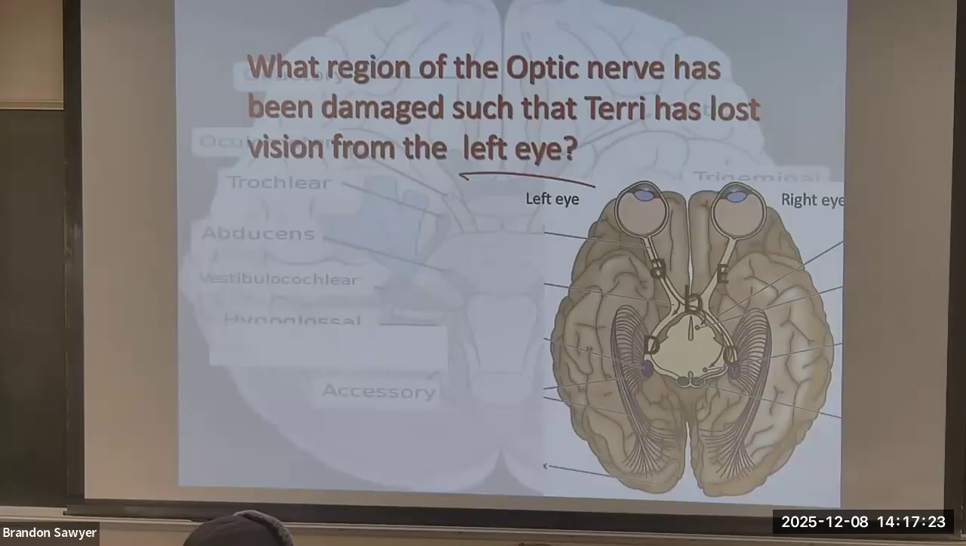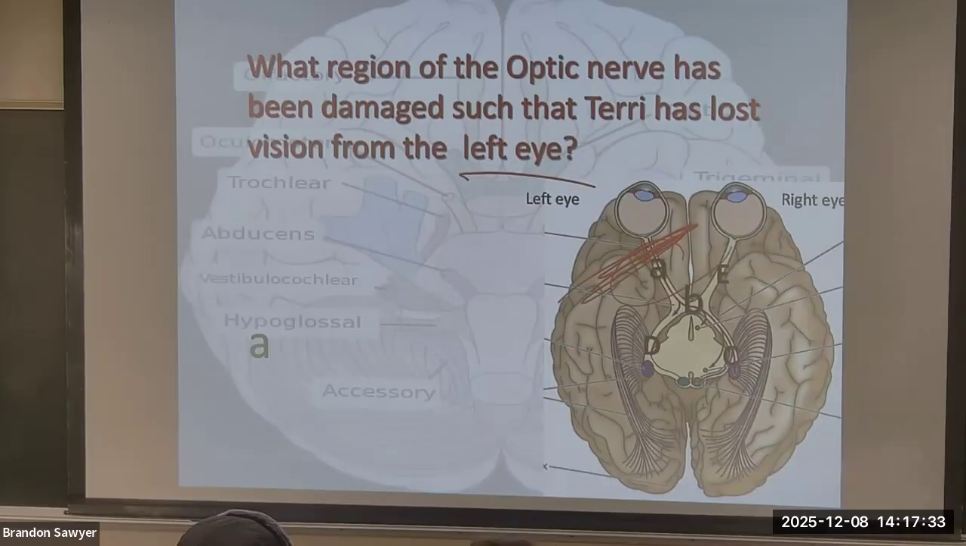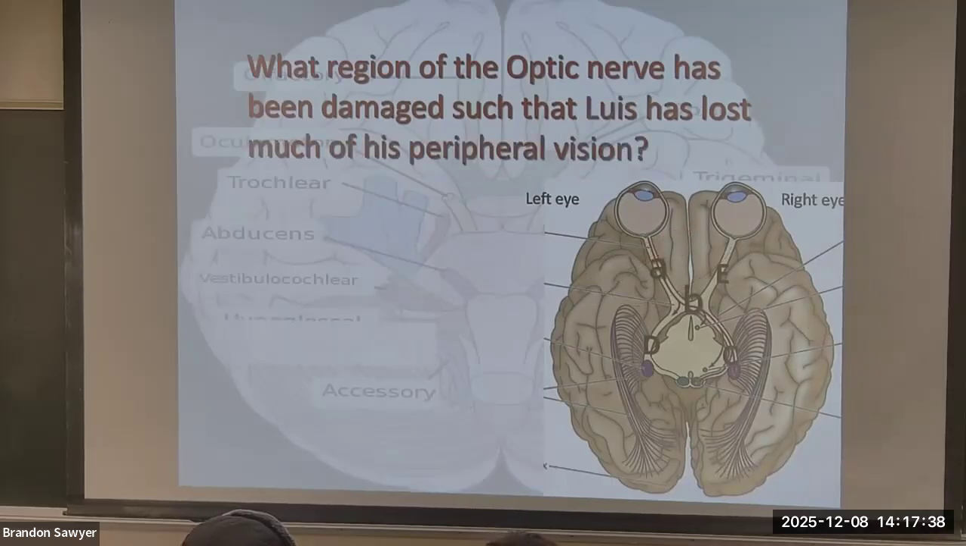All right, most of you have sent it in. So most of you are saying A. All right, so if we cut off right here, nothing's getting through from the left eye at all, right? So that would be left eye completely knocked out, okay? What about peripheral vision? We already did that one. We don't need to do that one again. That one is B, right there in the middle.